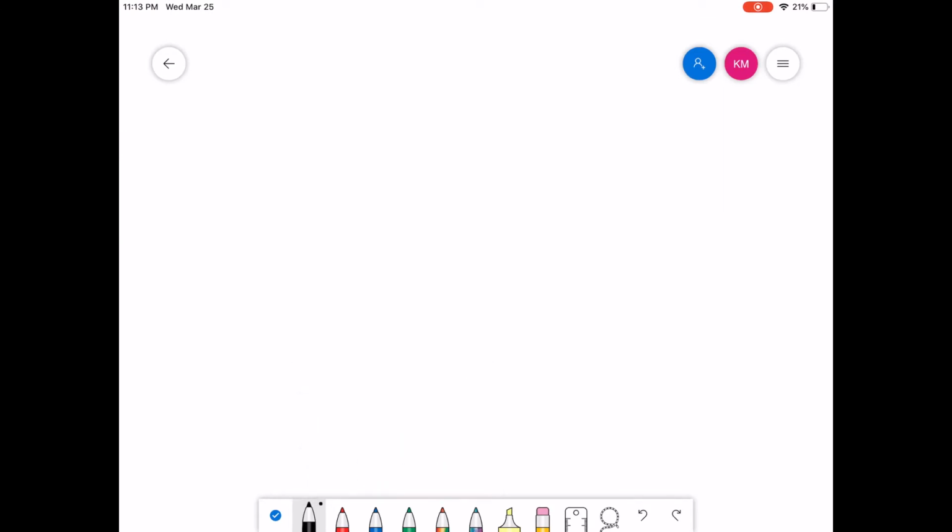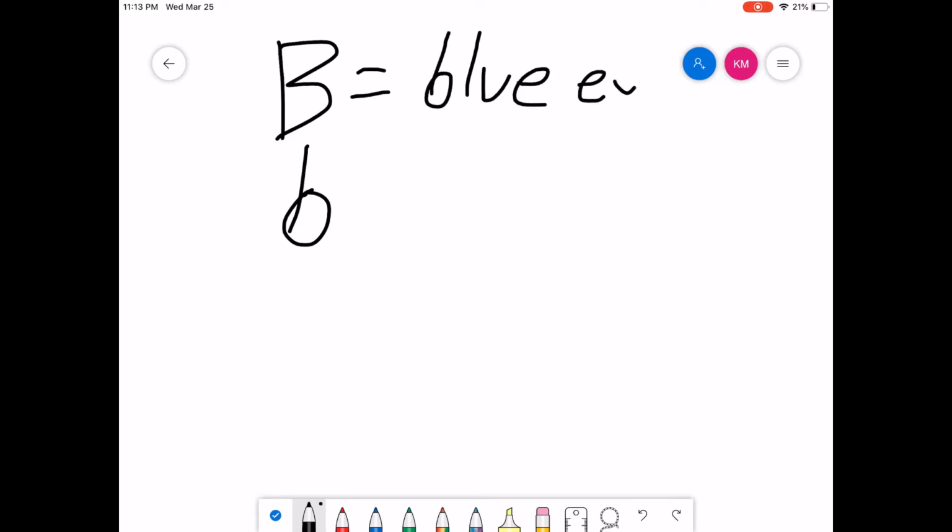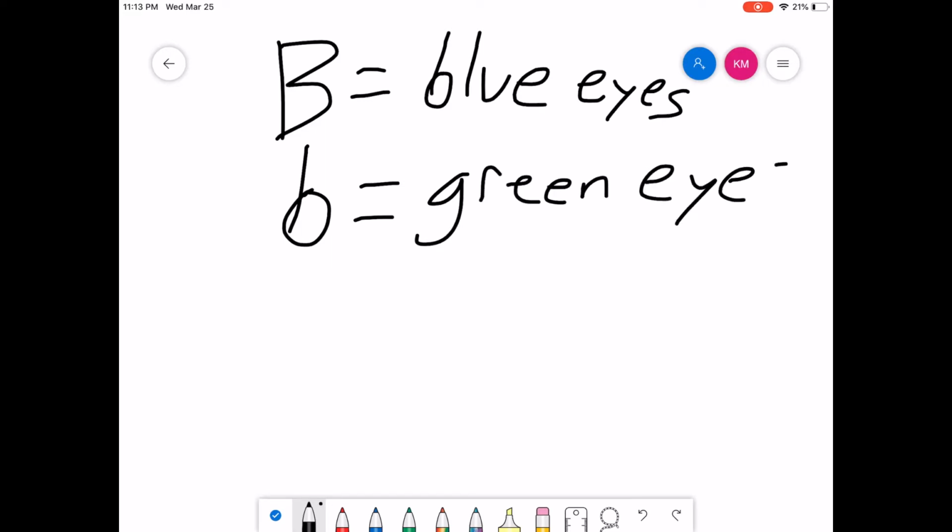Okay, so now let's do an example. Let's take a dominant allele B and a recessive allele, also B, but you'll note it has to be lowercase. For the dominant B, we'll just use an arbitrary example, eye color. So an uppercase B is a dominant allele, which means it's always going to overshadow the recessive. For our purposes, we'll make the capital B mean blue eyes, and the lowercase or recessive allele is going to correspond to green eyes.